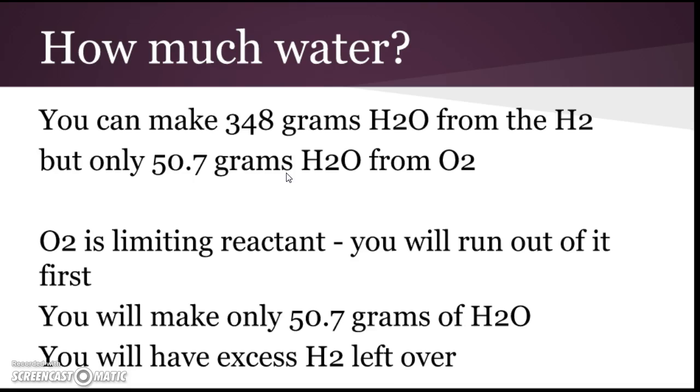Your problems that you've been doing in the past have only had one given value. This time we have two given values. So why do we have two given values? Because before we assumed we had plenty of the other ingredients. But that's not always true. Sometimes I don't have enough of the other ingredients to make as much of the product as I want.